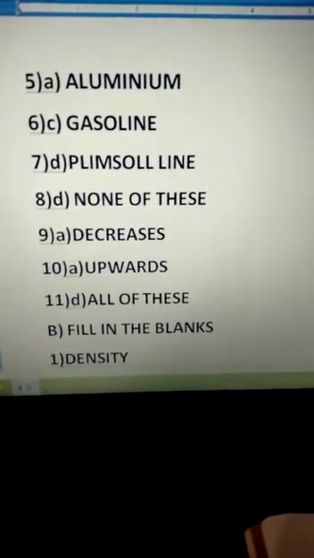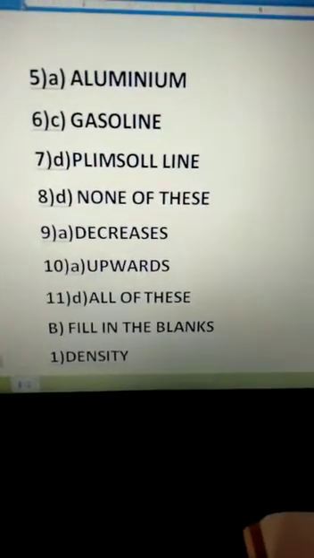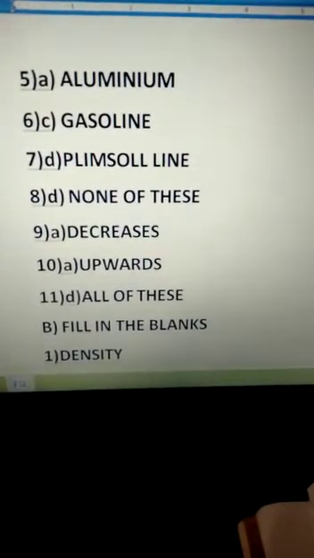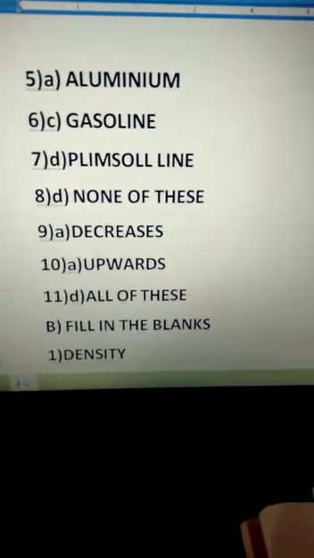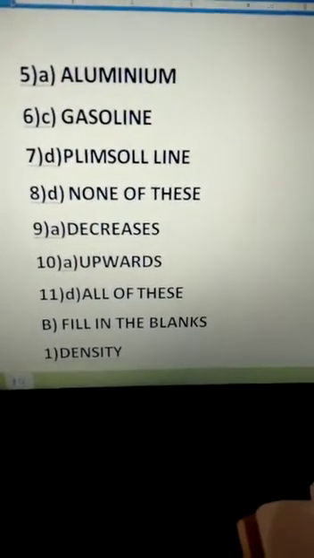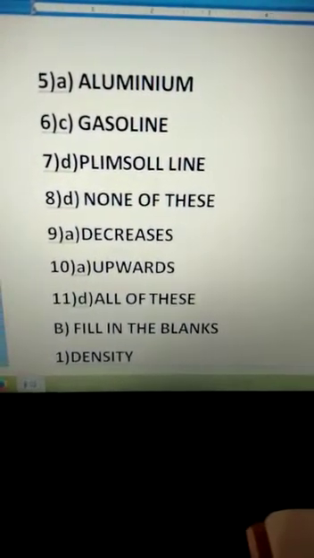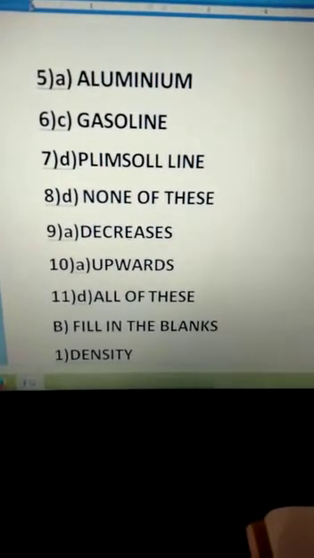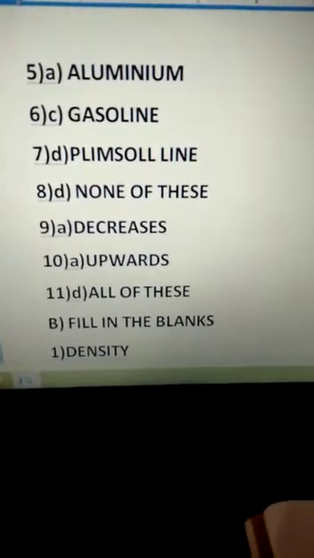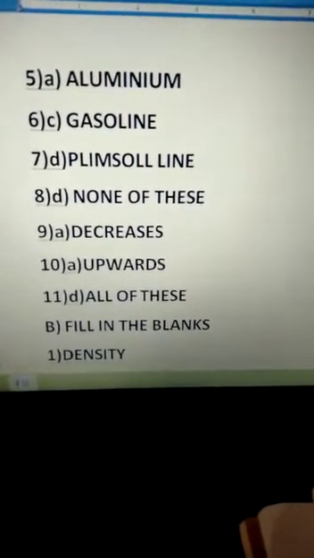Next one, for question number 8, for a given rise in temperature, the increase in density is maximum in case of none of these, because in solids there is no significant change in density, and in liquids and gases it decreases. When a substance is heated, its density decreases because it expands and volume increases. In convection currents, number 10, hot air moves upwards. Number 11, which of the following natural phenomena takes place due to convection currents? All of the following, that is land breeze, sea breeze, westerlies.